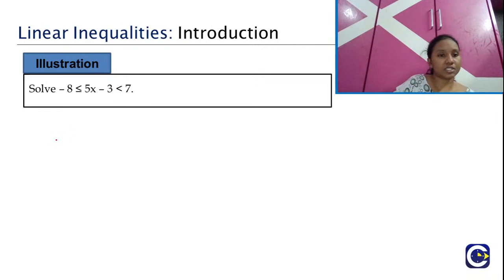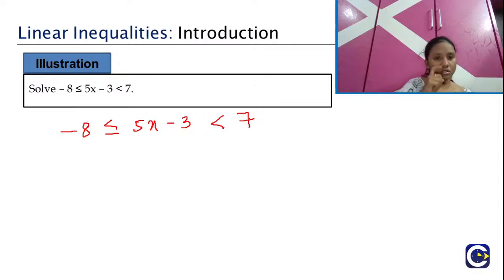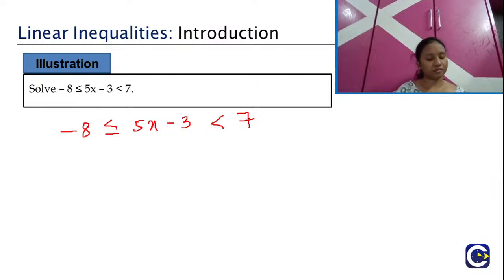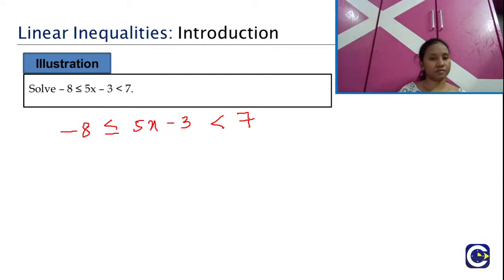So what's the inequality which is given here? So minus 8 less than equal to 5x minus 3 less than 7. So how will we be solving this? Come on guys, anyone? What is the solution? Just take one more minute and then I'll explain and give you the answer here.